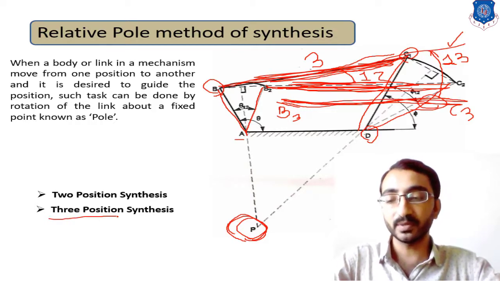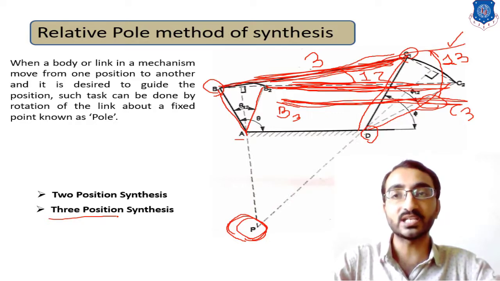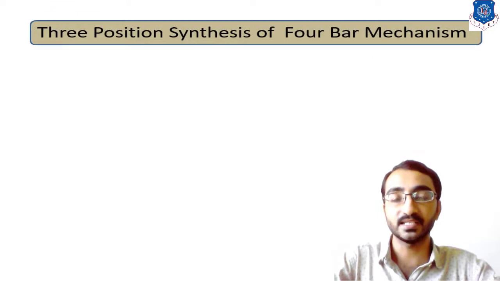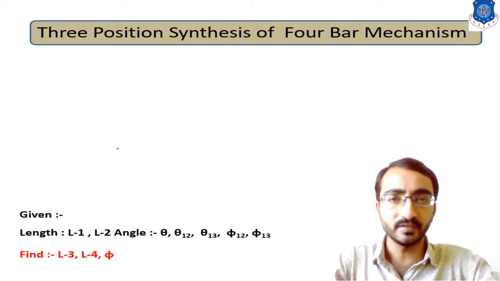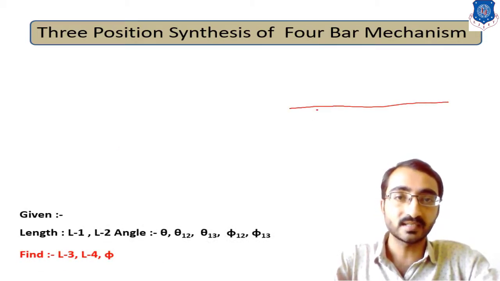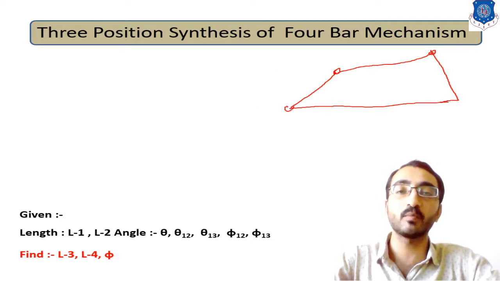In our previous session, we learned two position synthesis. Now in this session, we will learn three position synthesis of a four bar mechanism. So how will we consider the data? Let's consider that we have different data such that the links are L1, L2, L3 and L4. This is the basic diagram of a four bar mechanism.